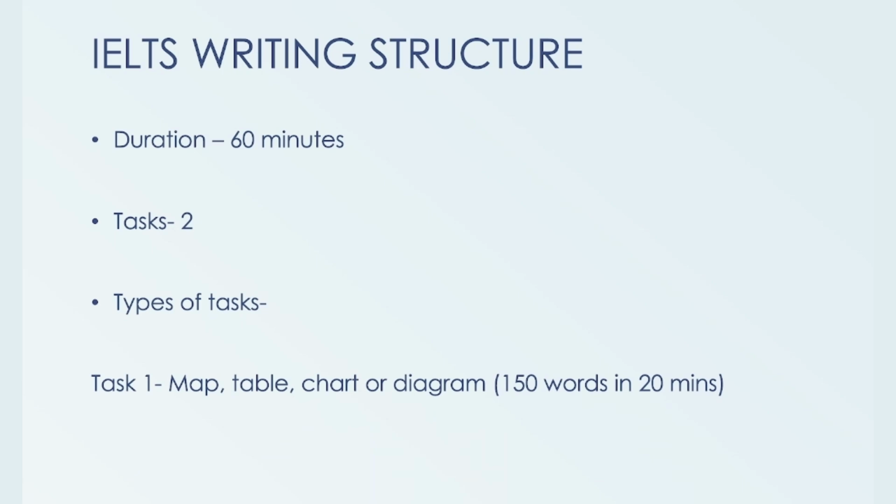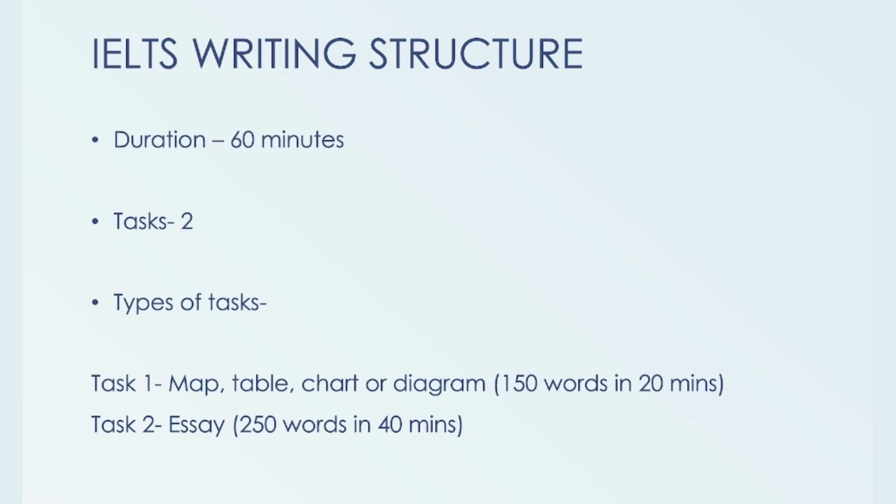Structure would be as follows. Total timing would be 1 hour, and you only get 2 tasks. The types of tasks that you get in this one, task 1 is going to be any of these, either a map, table, chart, or diagram. Task 2 is going to be an essay.